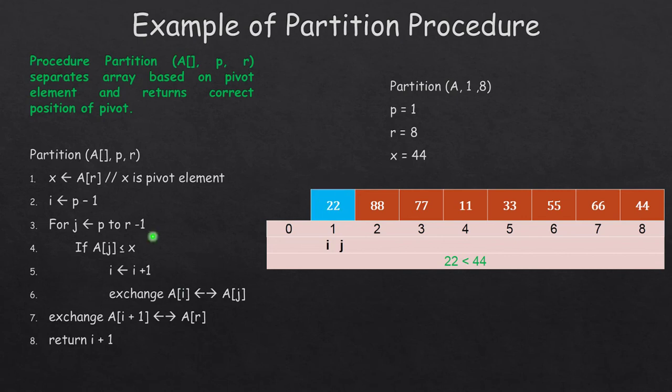Next the for loop will execute for j value 2. Now j becomes 2. Next I will compare a of j and x. Here a of j is 88, x is 44. The condition is false, so it will not execute these two steps. The for loop will execute for the next value of j, so j is incremented. Now j is 3. Next a of j and x will be compared. a of j is 77, x is 44. Again the condition is false, so these two statements will not be executed.